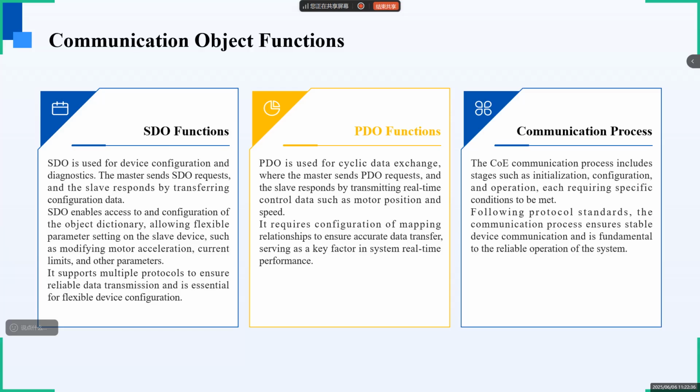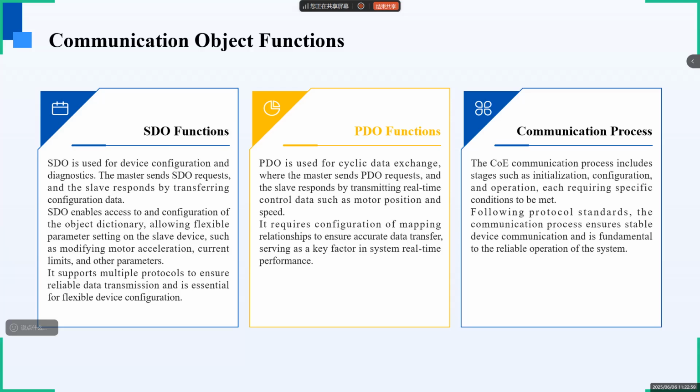PDO transmits small batches of data with high real-time requirements. The main station issues a PDO command. The substation responds promptly, transmitting motor position, speed, and other control data in real time. PDO communication requires mapping configuration to ensure accurate data transmission, guaranteeing system real-time performance.